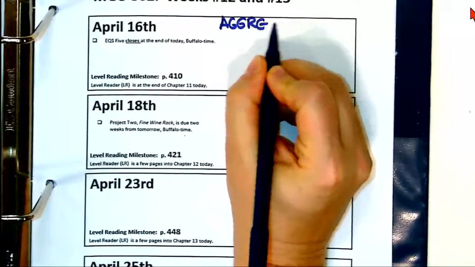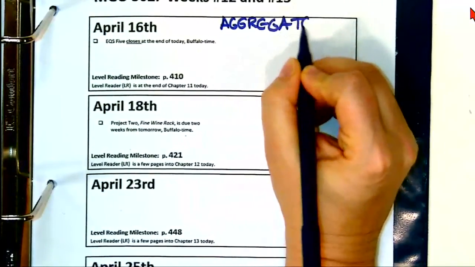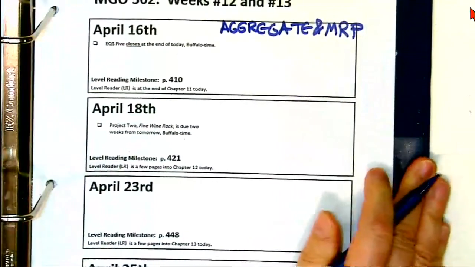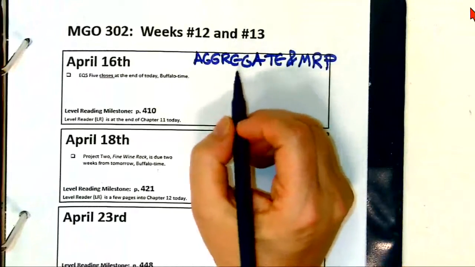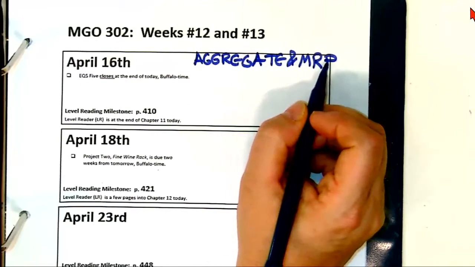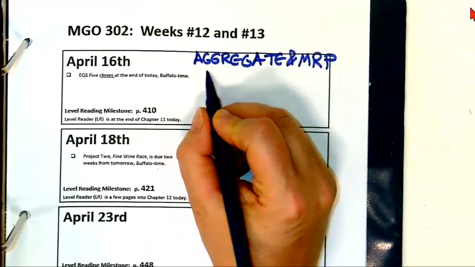Oh, there we go. Welcome back. We're in the middle of chapter 11, right? Now, chapter 11, the actual title, if I were to write it out, is aggregate and material requirements planning. Last time I only wrote aggregate planning because that's all that we worked on.